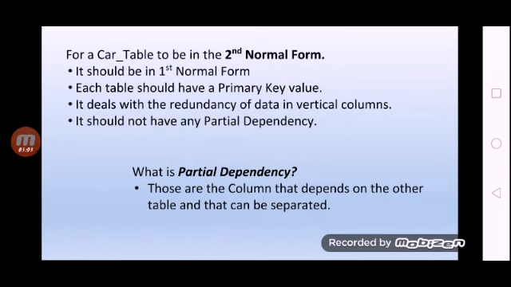For the car table to be in the second normal form, it should be in first normal form, like what we did, and each table should have a primary key value. It deals with the redundancy of data in vertical columns. It should not have any partial dependency. So what is partial dependency? Those are the columns that depend on the other table and that can be separated.